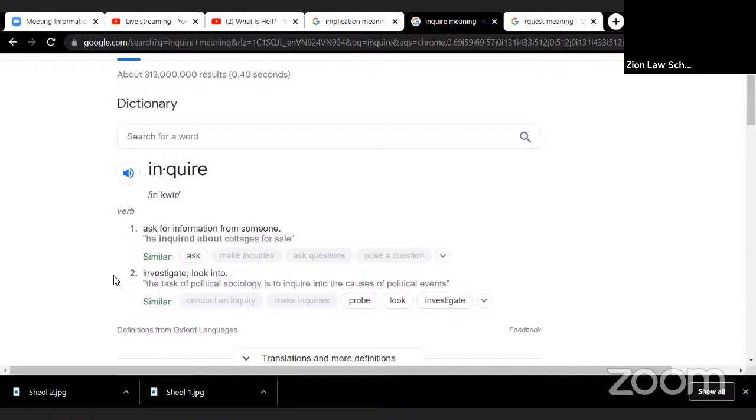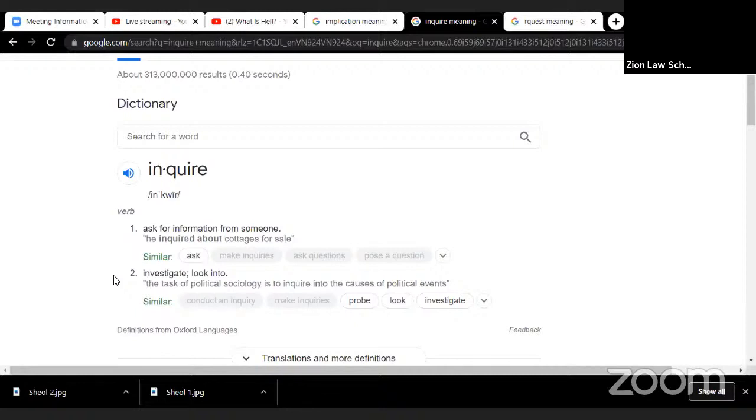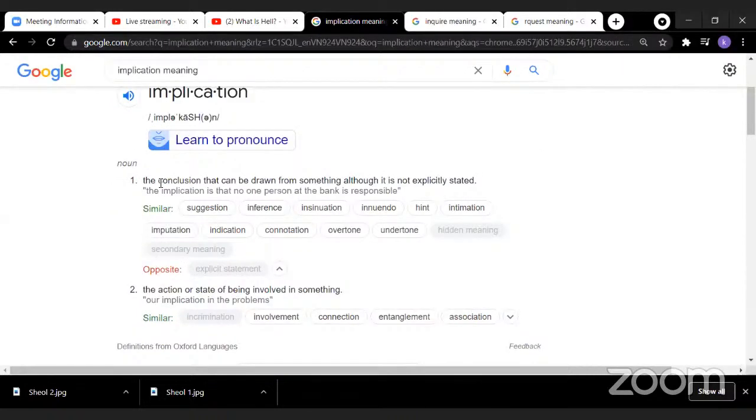Louis, tell me if you agree with this. If so, why? If not, why? A primitive root: to inquire, by implication, to request. Here's the meaning of implication. No, I don't agree, because it's not exactly stated. If it's not exactly stated, then that can't be correct.